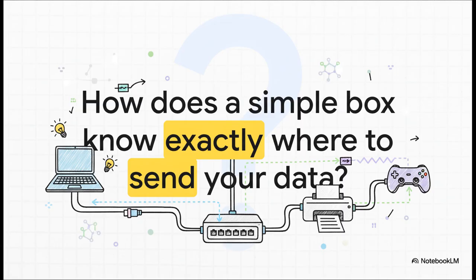I mean, think about it. You plug in your computer, your printer, your game console, and stuff just works. But how? How does that simple little box know that your print job should go to the printer and not, say, your PS5? It feels like magic, doesn't it? But it's not. It's an incredibly clever process, and we're going to break it down right now.